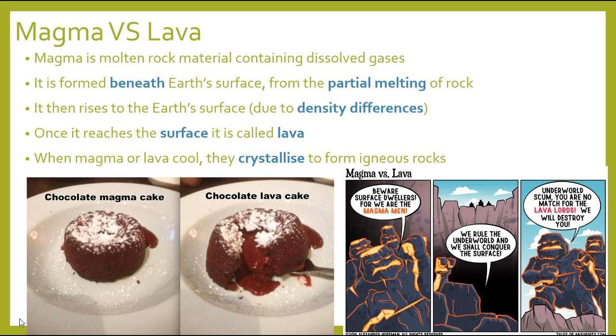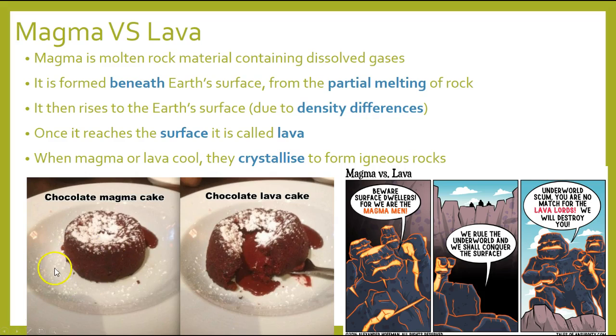So magma, as we know, is molten rock material that contains dissolved gases. It's formed beneath the Earth's surface from the partial melting of rock. As it then rises to the Earth's surface, which is due to density differences, once it reaches the surface, it is called lava. So when magma or lava cool, they crystallize to form igneous rocks.